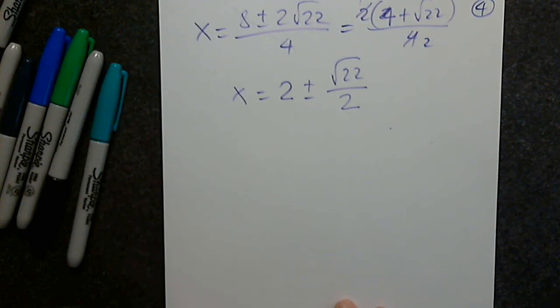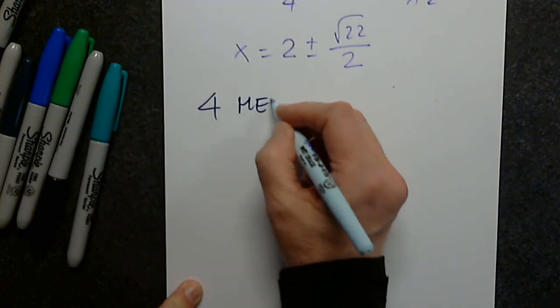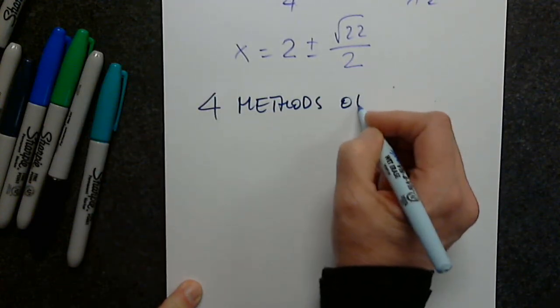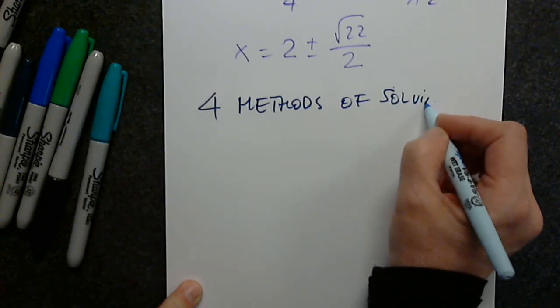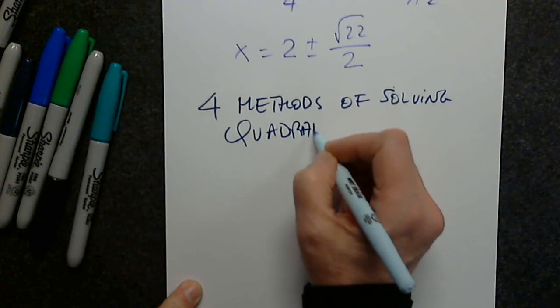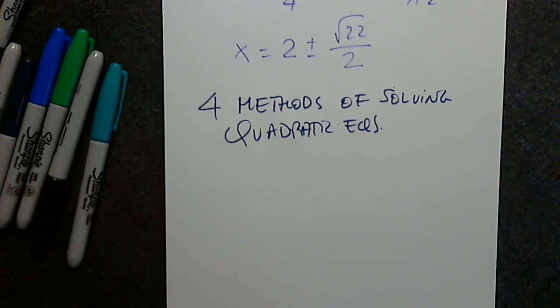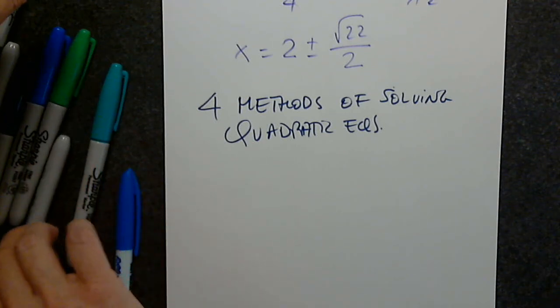Okay, so then let's review. There are 4 methods of solving quadratic equations. And you could say, okay, really? Do I need 4? And I will say everyone is different and has a different applicability. That's the reason why we look at 4 methods.